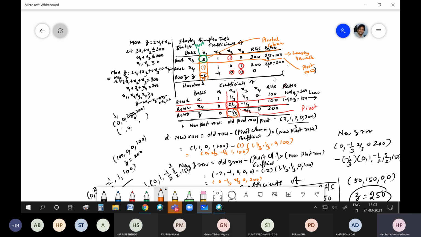What happens if there is a tie and all those things we will see in the next class.